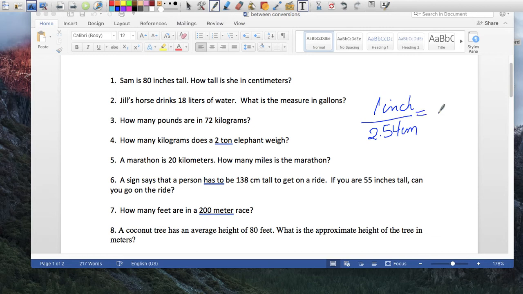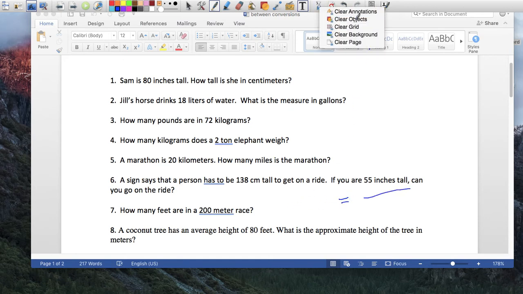Okay, we're going from customary to metric. Inch on top, centimeters at the bottom. This person's 55 inches tall. Let's find out how much he is in centimeters. Times 55, bottom is times 55, so 2.54 times 55. He is 139.7 centimeters. Is he tall enough? Yes, he is. Not by much, but definitely enough to get on this ride. How many feet are in a 200-meter race? So we're going from meters to feet.